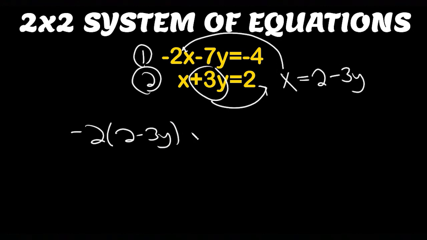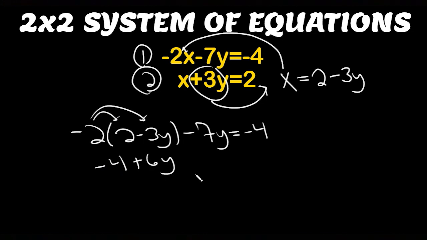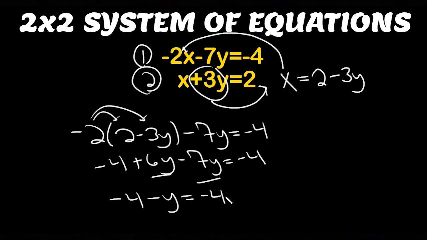Okay? Then I'll write negative 7y equal to negative 4. So now you can see I have it all in terms of y. Let's go ahead and take the negative 2 and distribute. This will give me negative 4, positive 6y, minus 7y equal to a negative 4. Combine like terms here and here. I'll get negative 4. This will give me negative y when I combine equal to a negative 4.